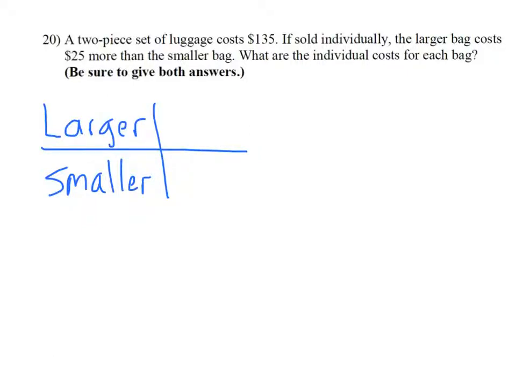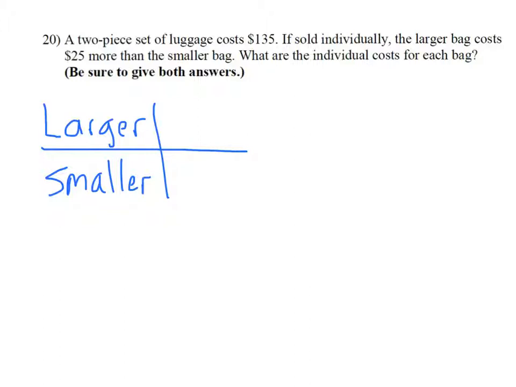Let's begin by reading through the problem. A two-piece set of luggage costs $135. If sold individually, the larger bag costs $25 more than the smaller bag. What are the individual costs for each bag? Be sure to find both answers.